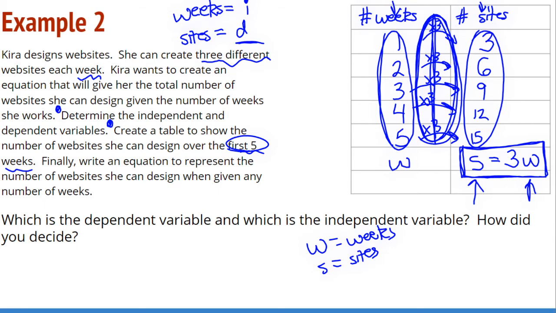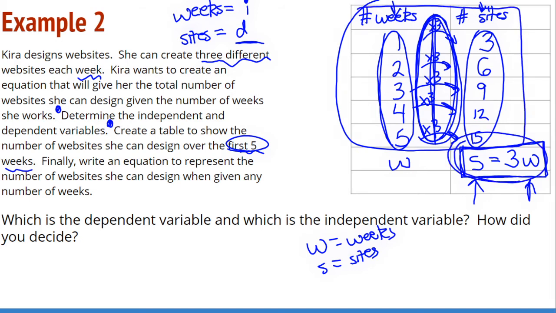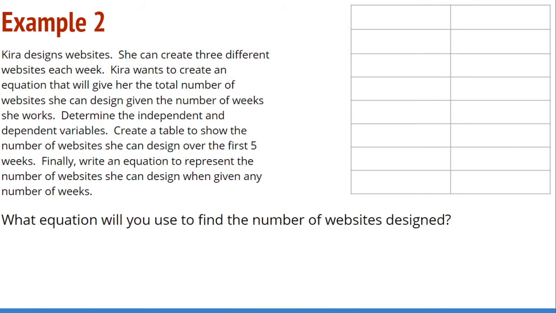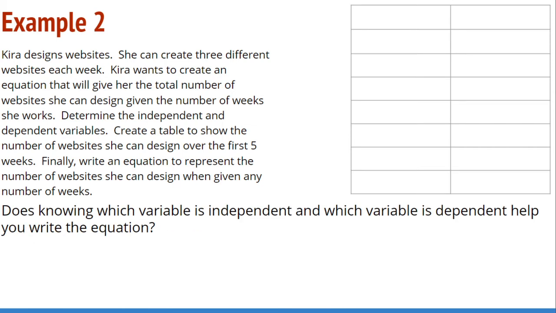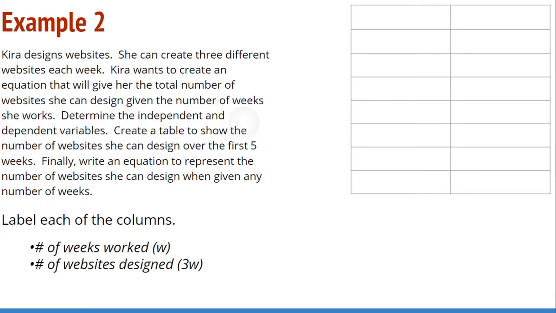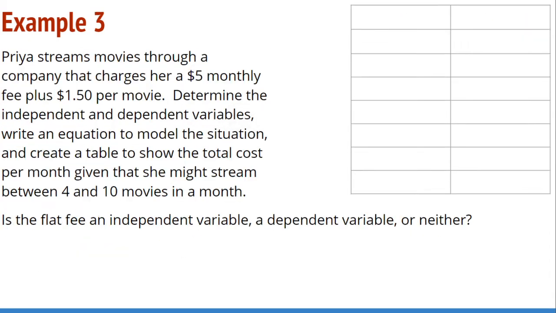And now I can pick any number of weeks and figure out how many sites can be designed. So we have gone from specific situations here, a given number of weeks, to a general situation expressed as an equation. Very powerful. All right, and I have actually gone through this right here. So I'm just going to advance through each of these because we did this already.